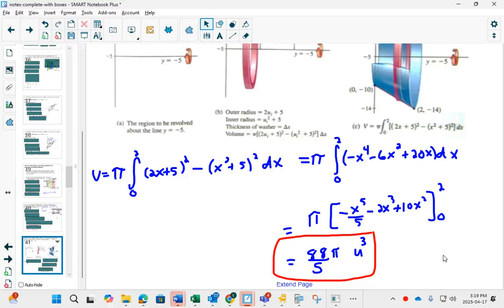And I'm going to give you the last one to try on your own. We do the shell method, then we do cross sections.